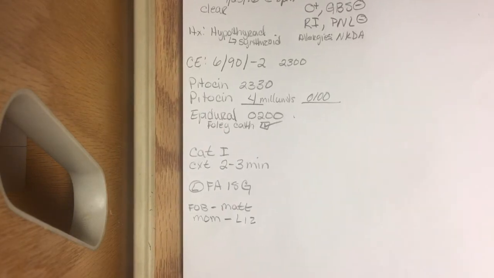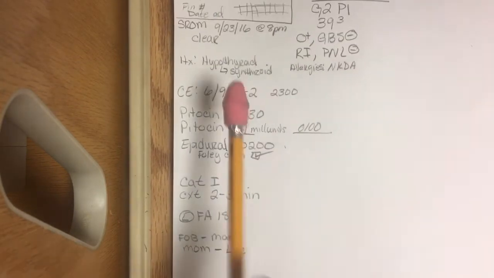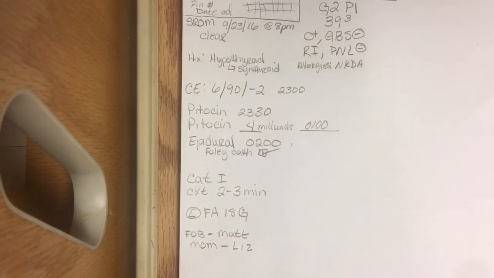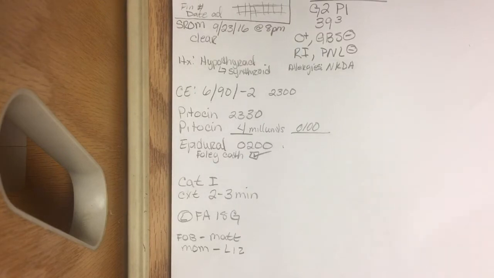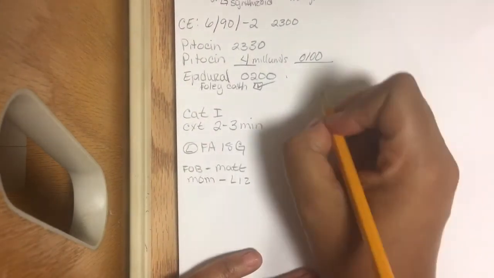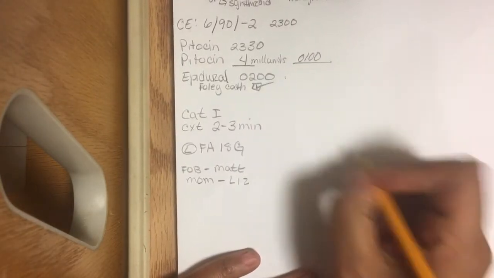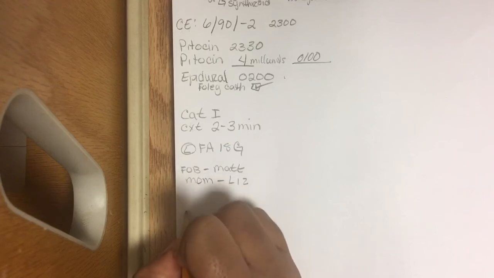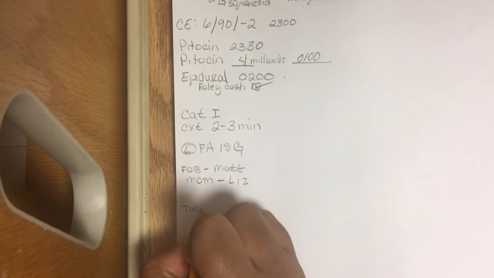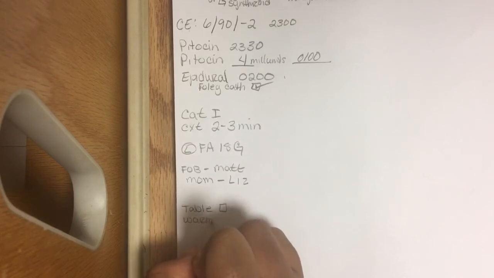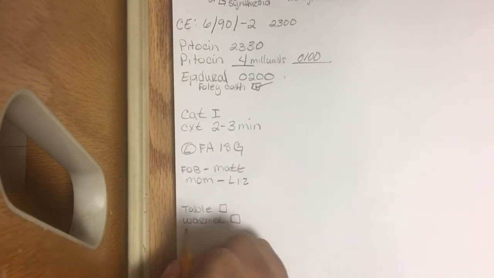Also, if she's close to delivery, and we denote, let's see, she's 6, 90, and -2, I would say that it would be time to set the table. So what you would do is make a little note over here. I normally leave this area right here for me to take a little note. So down at the bottom of the sheet, do you have your delivery table set? Is the baby warmer set? Do you have your delivery papers?